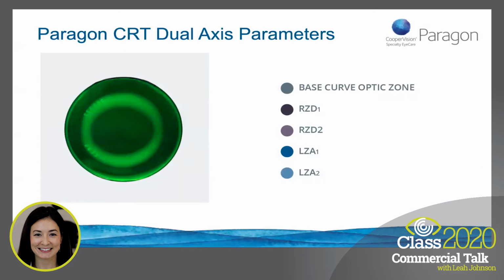Just to introduce briefly CRT dual axis parameters, if you look carefully, you can see that there are 2 laser marking sections on the lens. There's one in the upper left RZD portion and one in the lower left RZD portion. The secondary lower left portion actually stands for an RZD2 or an LZA2. We'll discuss this a little bit later on in dual axis lenses, but I wanted to introduce the concept here in the beginning.